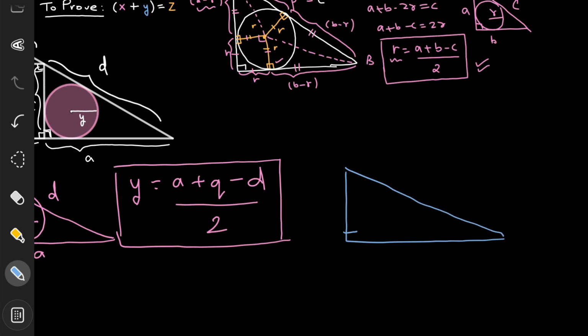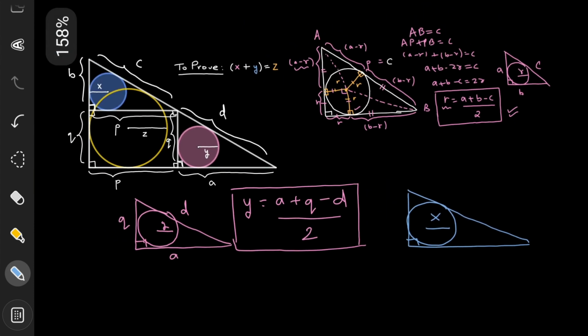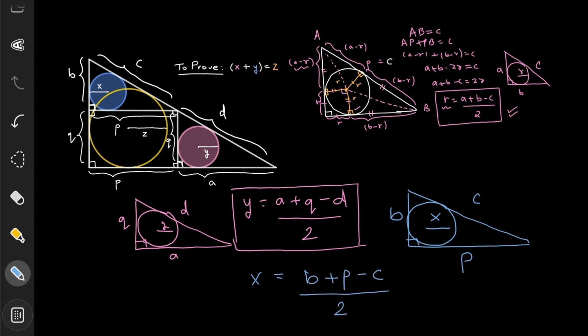Inside this right angle triangle we have this circle whose radius in terms of variable has been taken as x. The height of this right angle triangle we have taken as a variable b. The base of this right angle triangle is having a length p and the value of the hypotenuse is equal to c. So according to the above discussed theorem, the value of x will simply turn out to be b plus p minus c divided by 2.